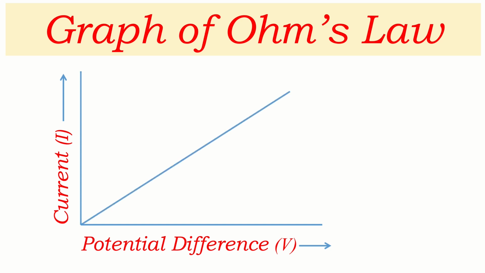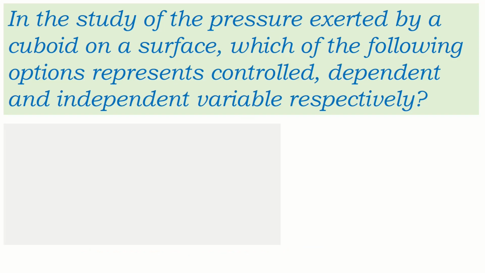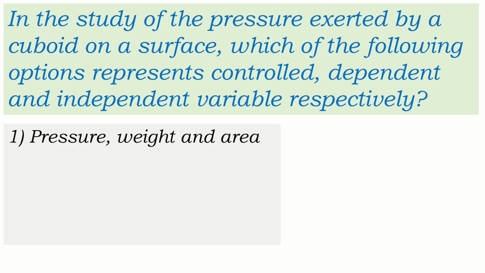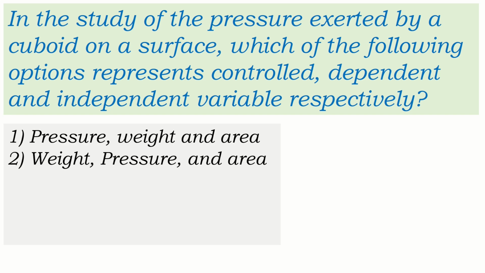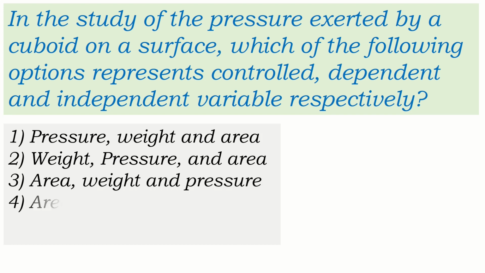After all this, I think it will be better to have a question. In the study of the pressure exerted by a cuboid on a surface, which of the following options represents controlled, dependent and independent variable respectively? We have given some options. Number 1, pressure, weight and area. 2, weight, pressure and area. 3, area, weight and pressure. And number 4, area, pressure and weight. Now what is the question?